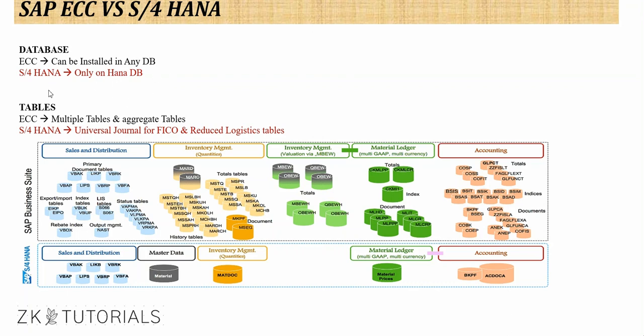Coming to the next one, we are looking at the tables, which we use for storing information at the header level and so on. In ECC, we have multiple tables and aggregate tables, meaning a lot of complicated tables. Small pieces of information are stored in a table, and they have a lot of fields. So you have n number of tables and n number of fields, and the searching takes more time.